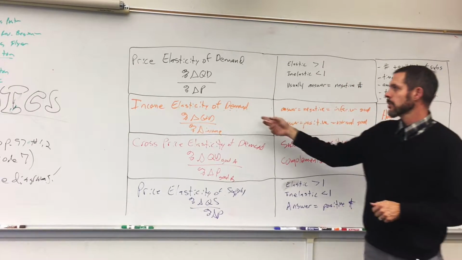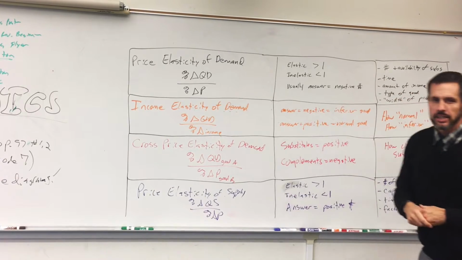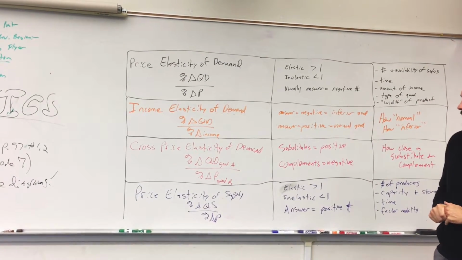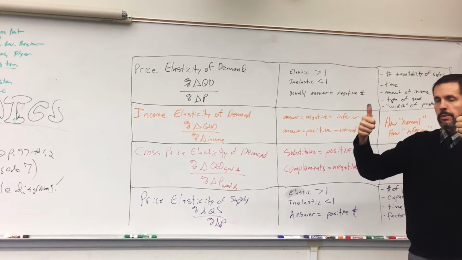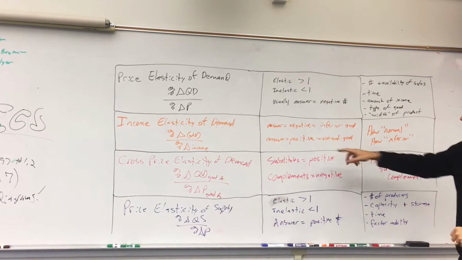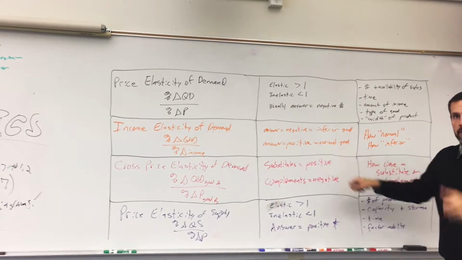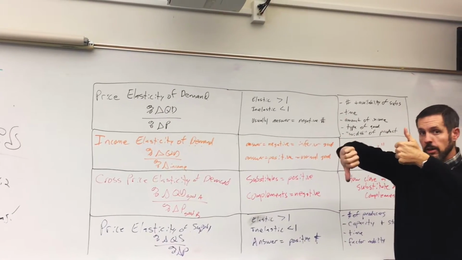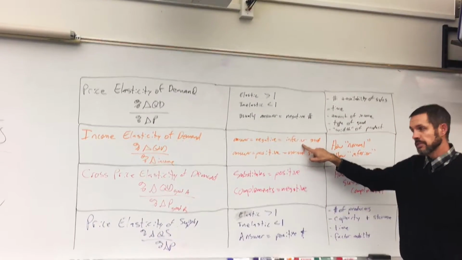When we look at the income elasticity of demand, essentially what this is telling us is whether the good is normal or inferior. If incomes go up and quantity demanded goes up, it's both going in the same direction, the answer is positive, that means the good is normal. If income goes up, quantity demanded goes down, that means the good is inferior.